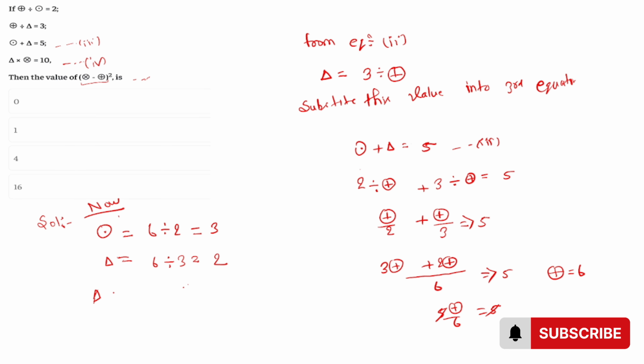So when we put this value in equation 4, delta cross equal to 10, and so 2 cross equal to 10, so cross equal to 5. Okay, so cross is equal to 5. So the question asked about this.